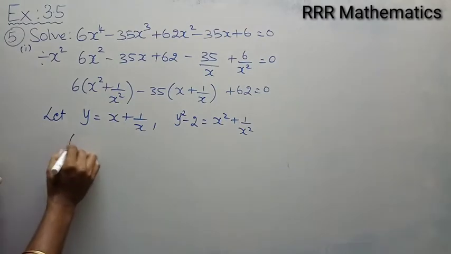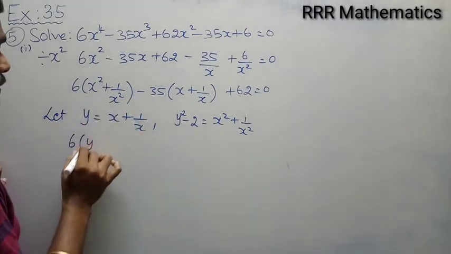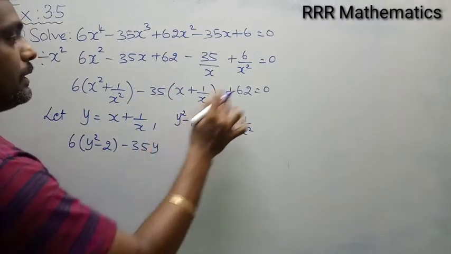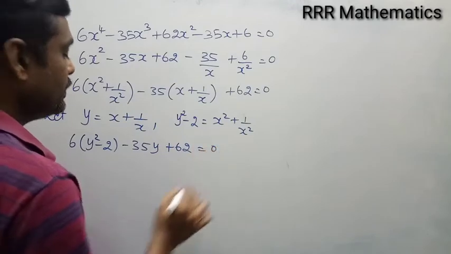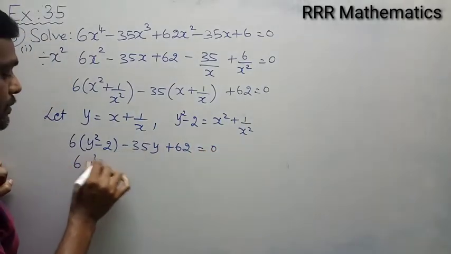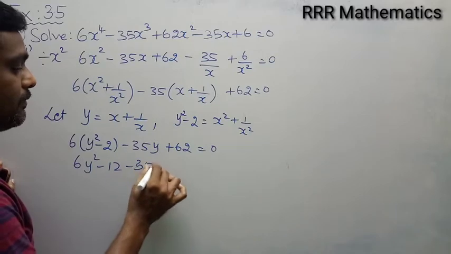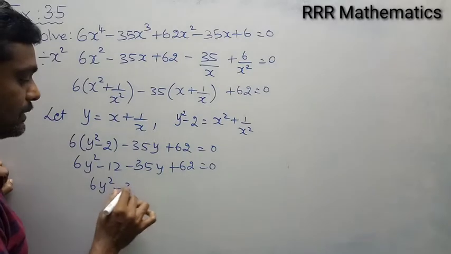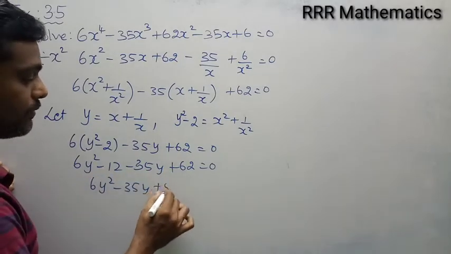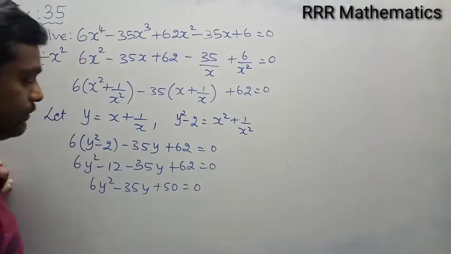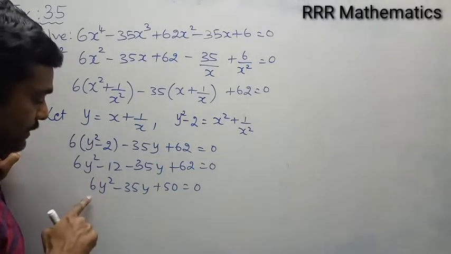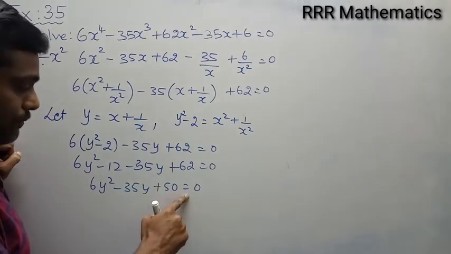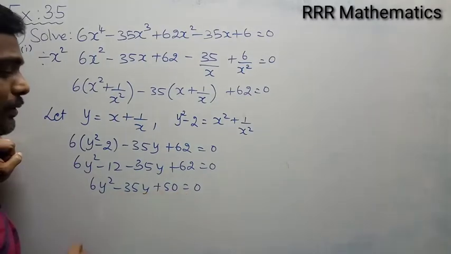Just replace. 6 times what is this? y² − 2, minus 35 times what is this? y, and this is plus 62 equal to 0. Multiply: 6y² − 12 − 35y + 62 = 0. And this is 6y² − 35y, when 12 is subtracted from 62, 50. Is it clear? Finally, I am getting a quadratic equation in terms of y, which is 6y² − 35y + 50 = 0. You want to factorize.